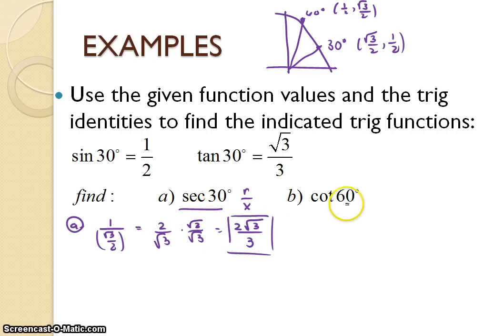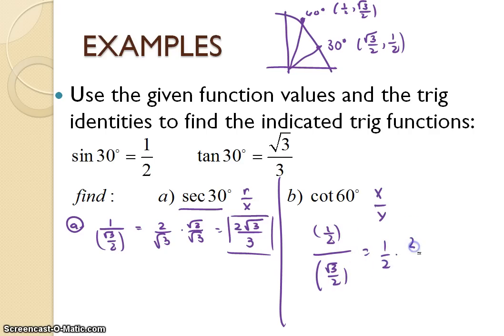And then for cotangent of 60 degrees, so here's my 60 degrees, cotangent is your x over y on the unit circle. My x is 1/2. My y is root 3 over 2. When you divide by fractions, you multiply by the reciprocal. So I'm going to take the reciprocal of the denominator. My 2's cancel, so I have 1 over root 3, which of course needs to be rationalized. And I get root 3 over 3 as my answer.